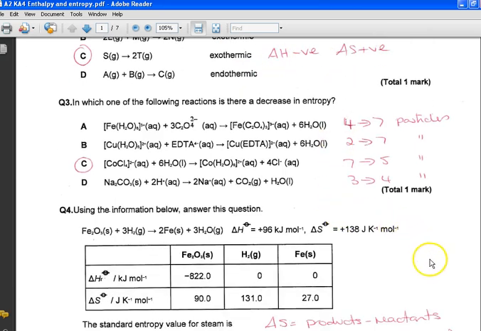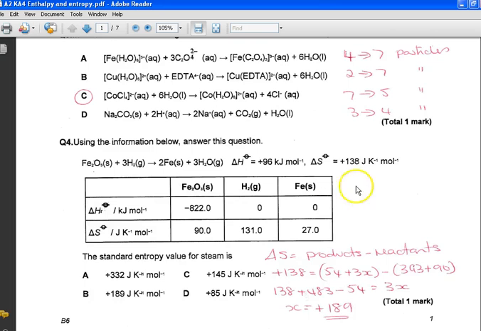Question 3. In which of the following reactions is there a decrease in entropy? So obviously you're looking at differences in state changes, but a lot of these look similar: aqueous to aqueous and liquid and so on. So look at the number of particles. So the answer is C, because this is the only one where there is a decrease in the number of particles, so that's going to give us a decrease in entropy.